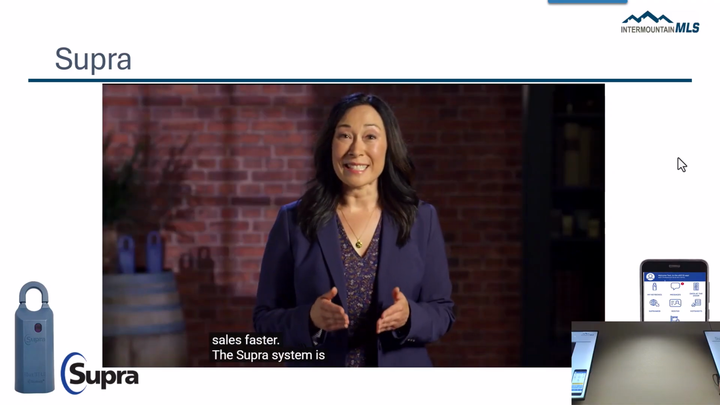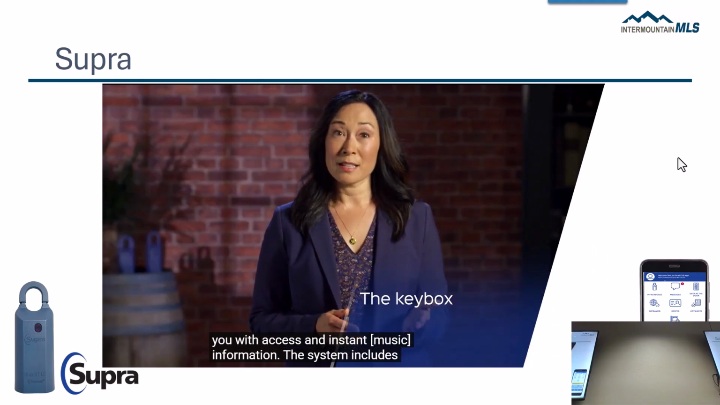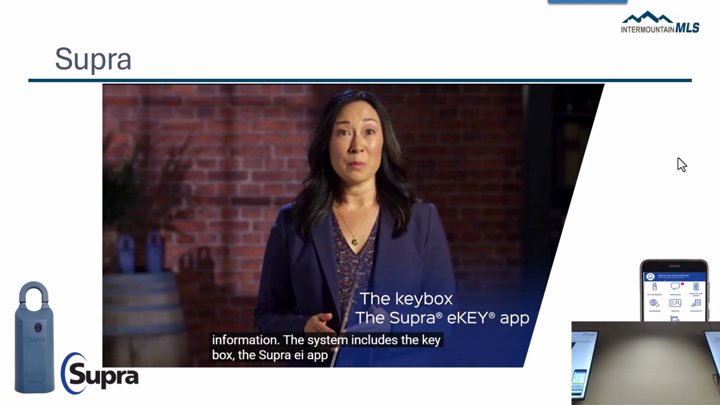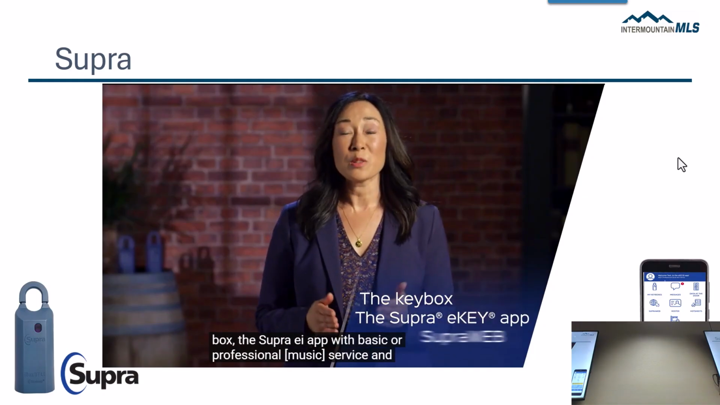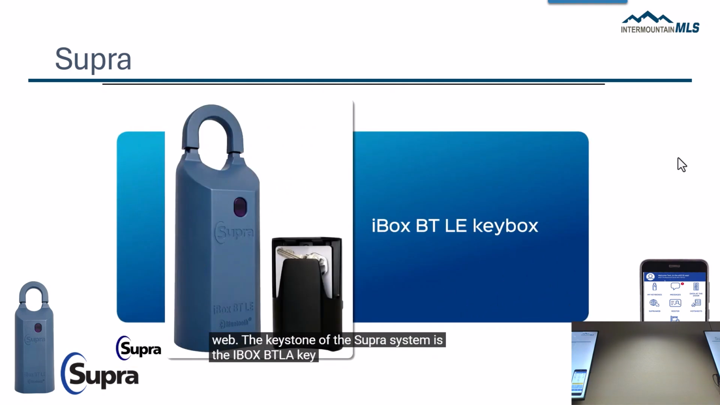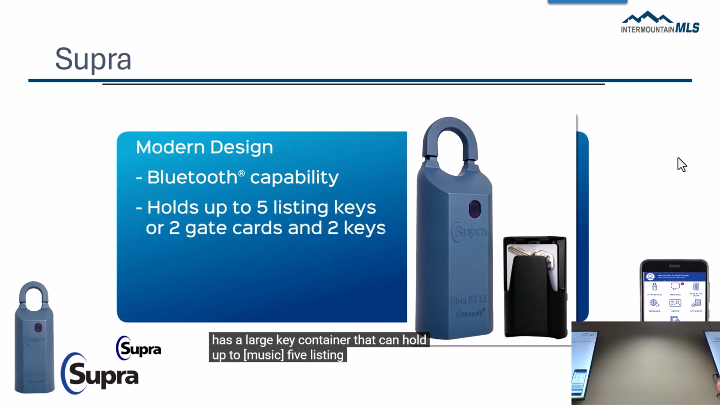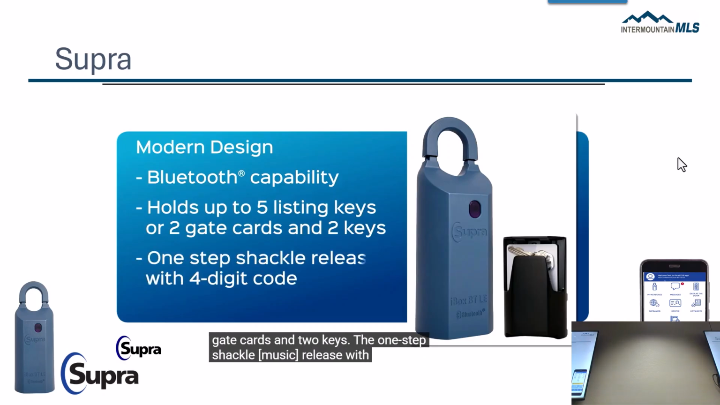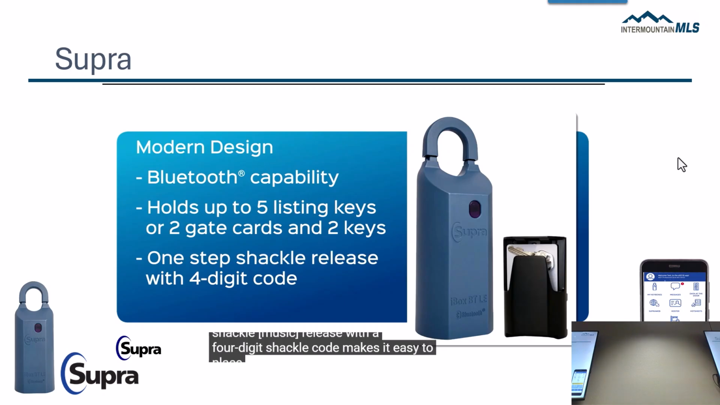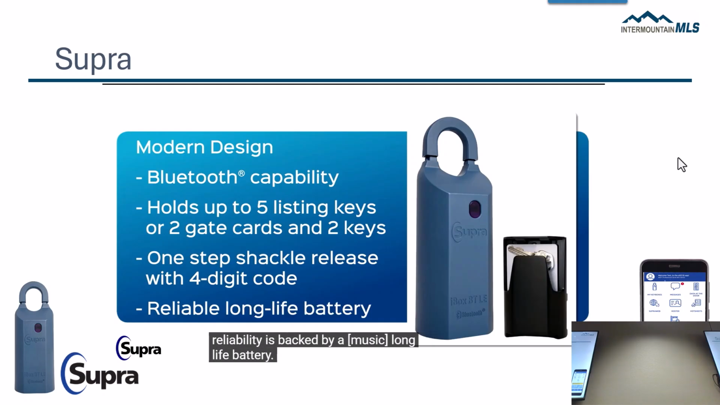The Supra system is designed to provide you with access and instant information. The system includes the key box, the Supra eKey app with basic or professional service, and Supra Web. The keystone of the Supra system is the iBox BT LE Keybox, placed on listings for sale. The Bluetooth keybox has a large key container that can hold up to 5 listing keys, or 2 gate cards and 2 keys. The one-step shackle release with a 4-digit shackle code makes it easy to place the keybox on properties. And its reliability is backed by a long-life battery.